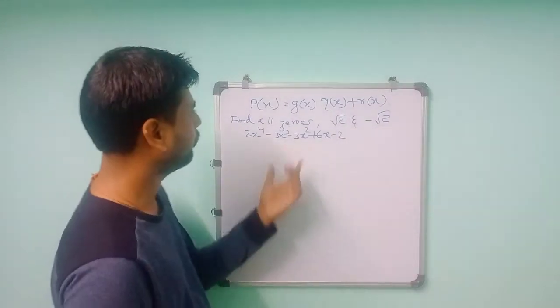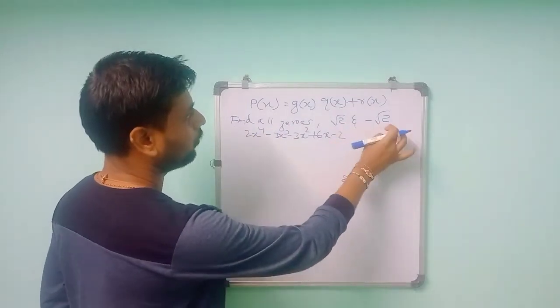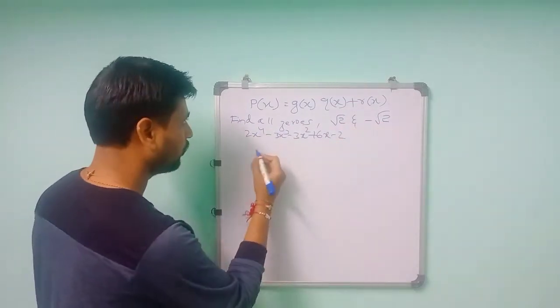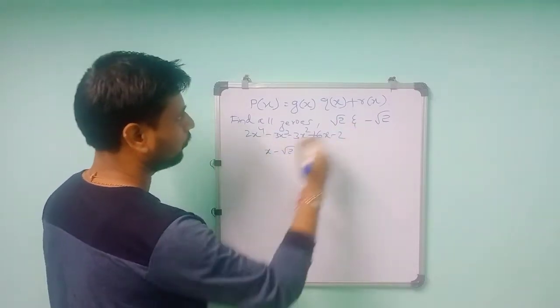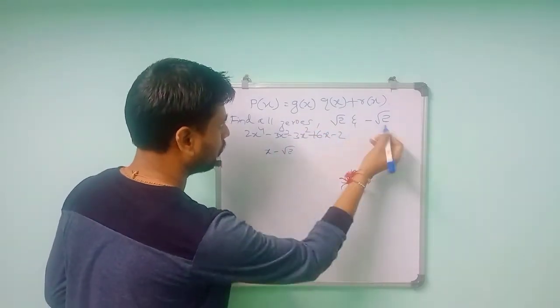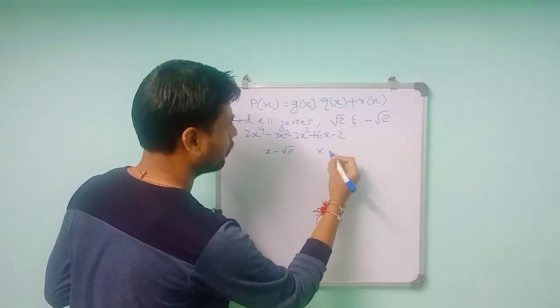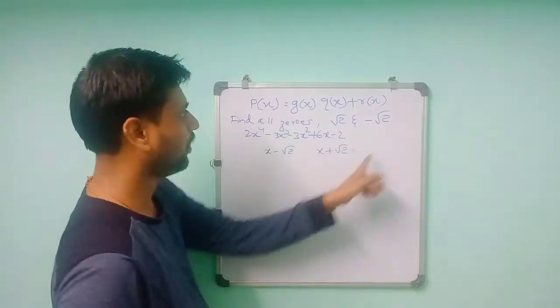So here in this problem, they ask you to find all zeros. They have given two zeros, root 2 and minus root 2. How can you write this in equation form? For root 2, you can write x minus root 2 is equal to 0, that will become x is equal to root 2. Similarly, x plus root 2 is equal to 0 means x is equal to minus root 2.